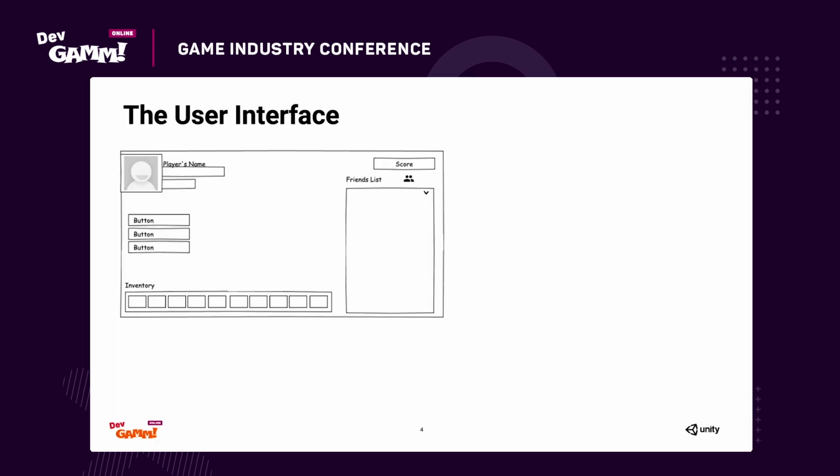To show you how this feature works, today we are going to adjust a simple user interface for a fictional game that we're going to call DevGAMM game. It's composed of 5 different parts: the player information, buttons, the inventory, the friends list, and a score.